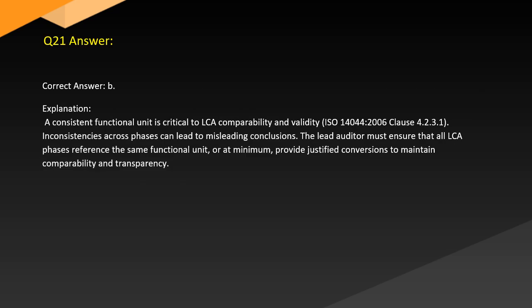Answer. Correct answer: B. Explanation. A consistent functional unit is critical to LCA comparability and validity. ISO 14044:2006 Clause 4.2.3.1. Inconsistencies across phases can lead to misleading conclusions. The lead auditor must ensure that all LCA phases reference the same functional unit, or at minimum provide justified conversions to maintain comparability and transparency.